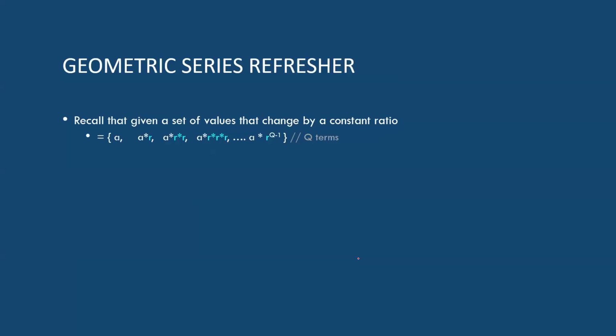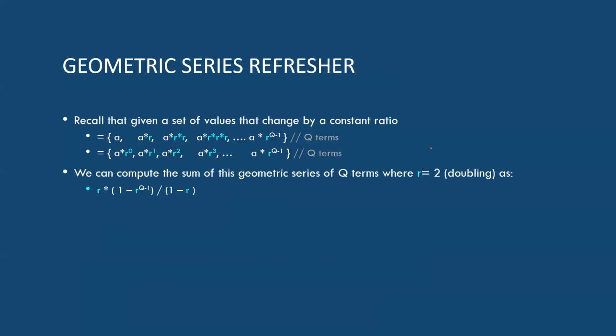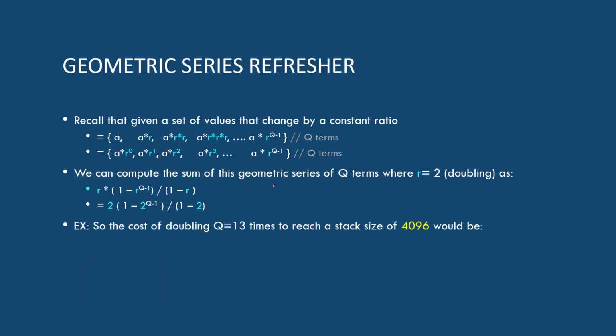Basically, I have 1 and then I have 1 times something and then I have 1 times something to the next power. So essentially, it's a geometric series. And we have an equation for that. It's r times 1 minus r to the number of terms minus 1 over 1 minus r. Getting a little messy. But we can put in the value for r because we're doubling at 2, right? And factor things out a little bit.